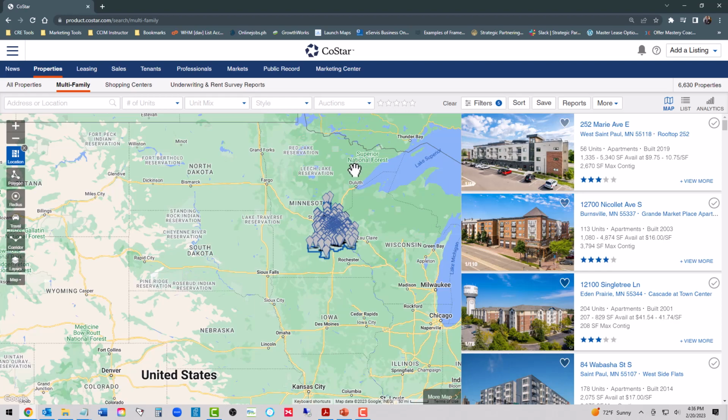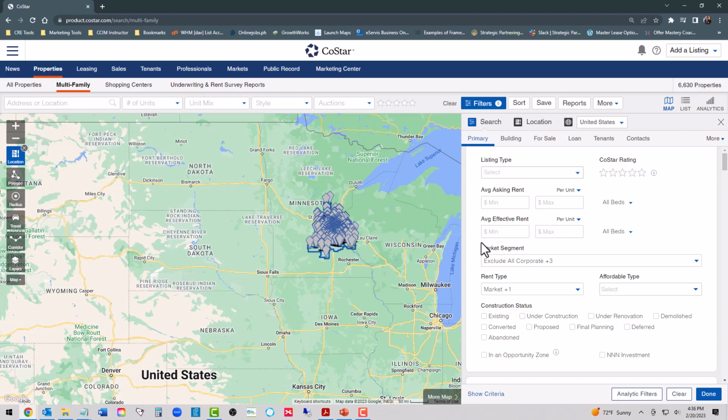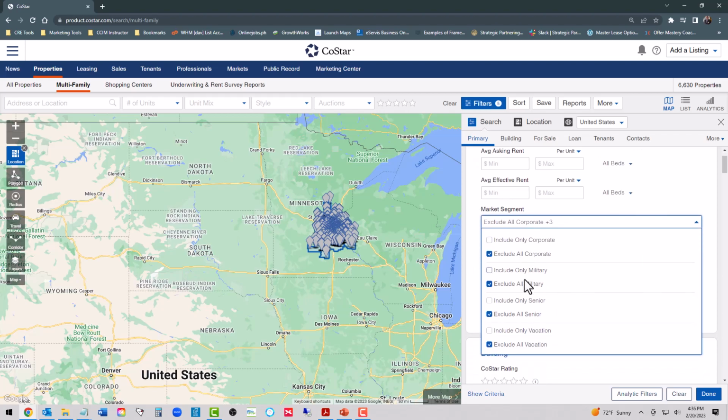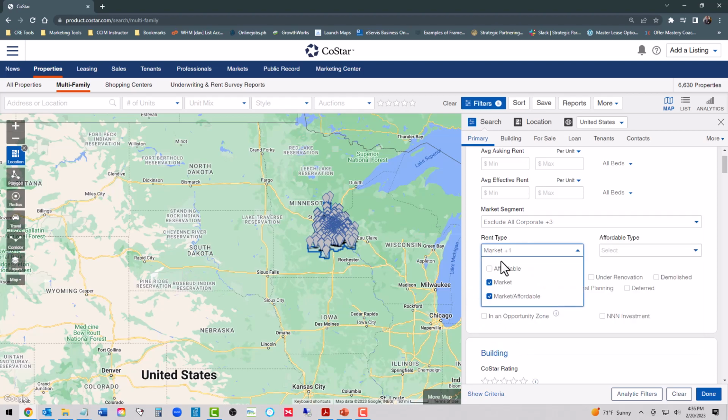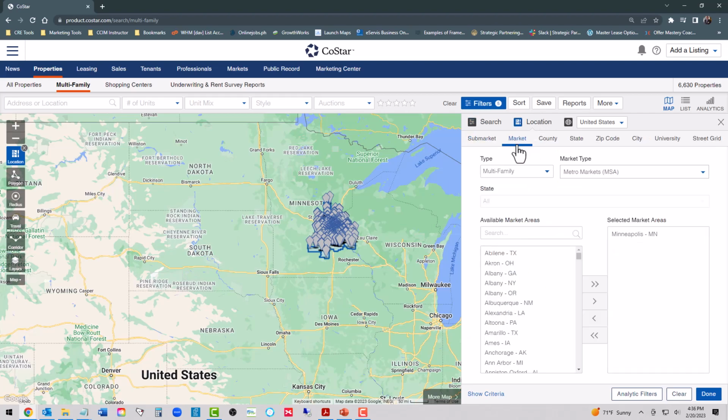So let's take a look and, as usual, see what filters we're going to be looking at today for the Minneapolis market. As usual, we are excluding all corporate, all military, all senior, and all vacation, and we are only including market and market affordable so that we are only looking at conventional apartments. If we go to location, you can see that we are in market, metro statistical area, Minneapolis, Minnesota. So let's take a look and see what the class A, B, and C combined asset classes looks like in the analytics, and then we will look at each asset class individually.